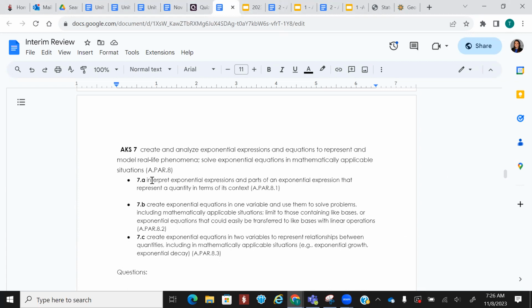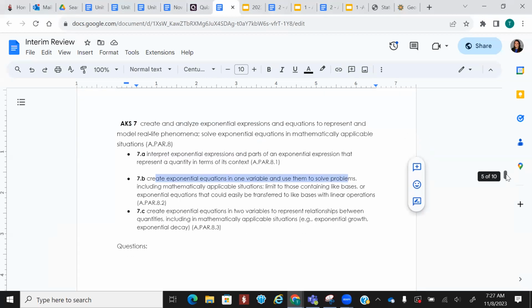So for instance, this entire interim is going to be about exponential functions. That is creating an exponential function that represents a situation. So writing an equation, interpreting what each part means, knowing what the initial is, knowing what the rate is. Being able to solve using that equation.